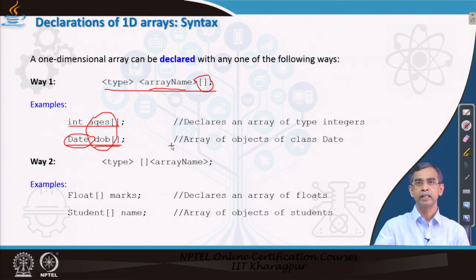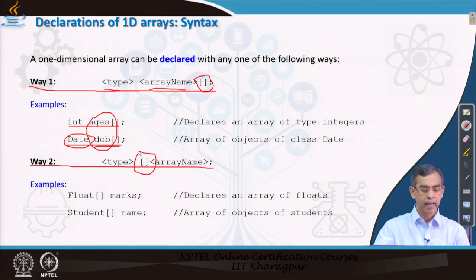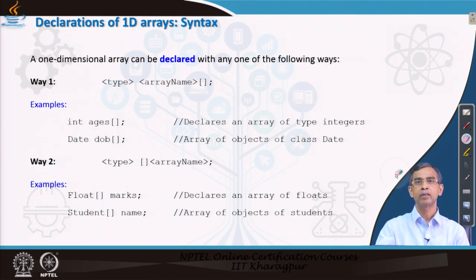Now, let us again continue the discussion of declaring an array. So, this is the one way that we have discussed. There is another way also by which the array can be declared. It is basically the same thing, only the square brackets can be mentioned here. As an example, as we see here, float is a float type, and this basically indicates that what we want to declare is an array, and the name of the array is marks. Likewise, this also declares an array of type student with the name. So, there are different ways that we can consider in order to declare an array.